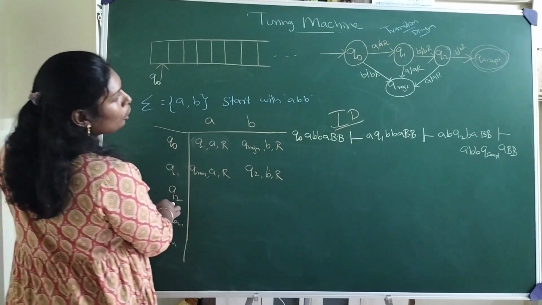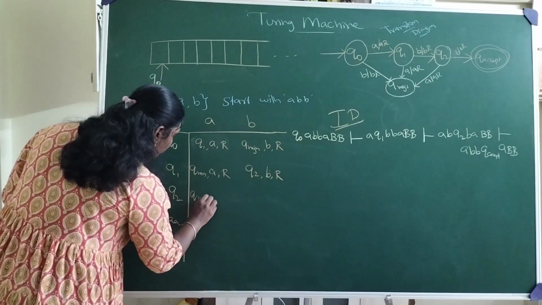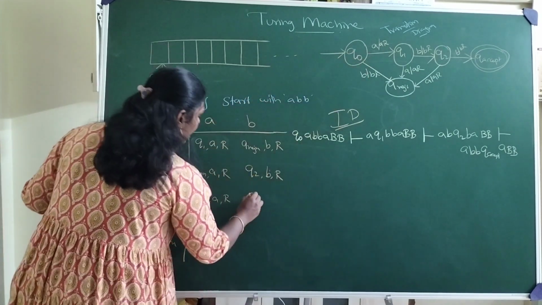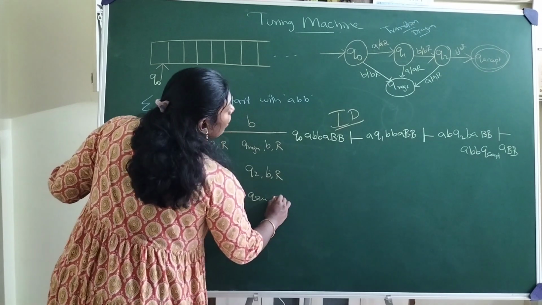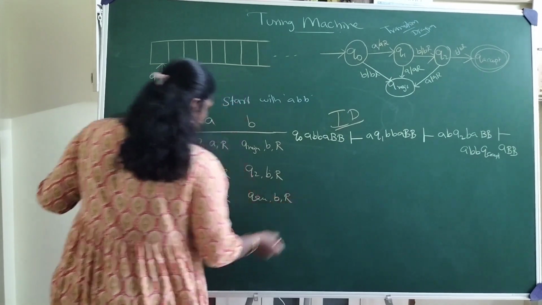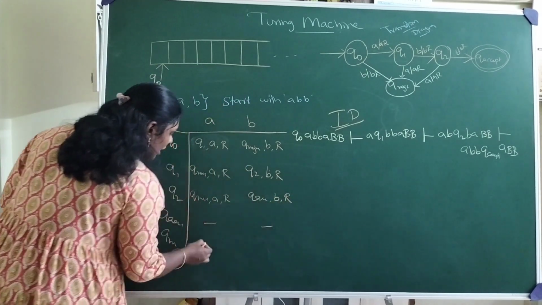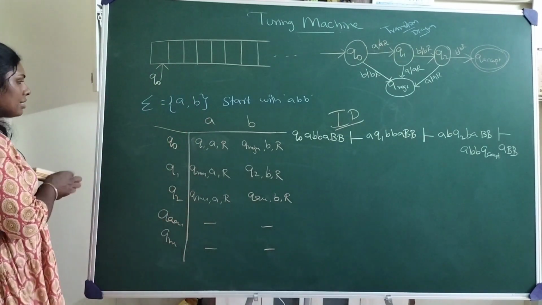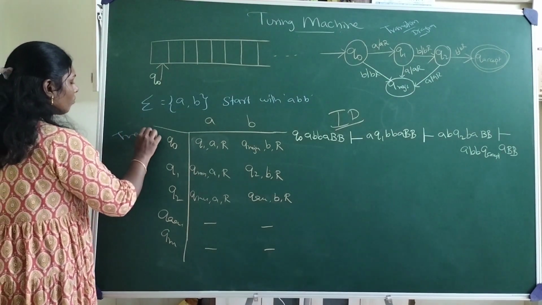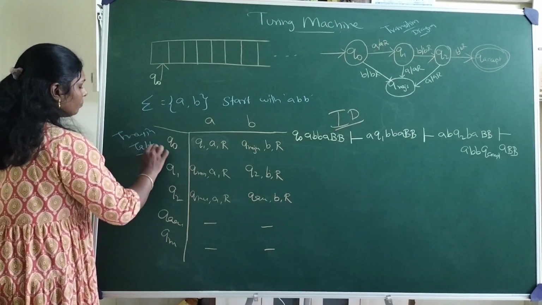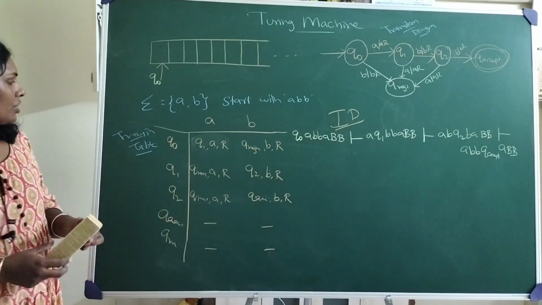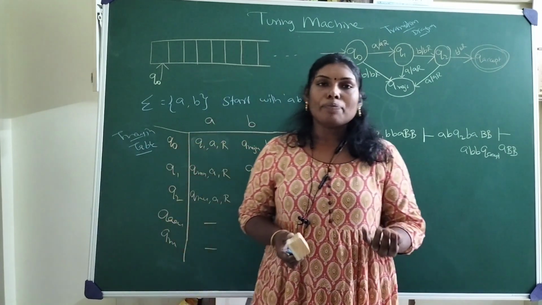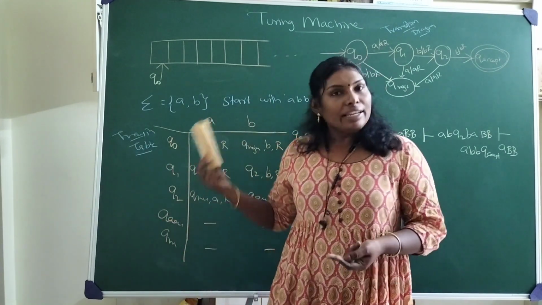Similarly, Q2 when the input is A goes to Q reject, and Q2 when the input is B goes to Q accept, B remains as it is, move right. For Q accept you don't have any transition, and for Q reject also you don't have any transition. So this is your transition table representation. A transition table is something you put up in a table structure. This transition table is applicable for NFA, DFA and the Turing machine.